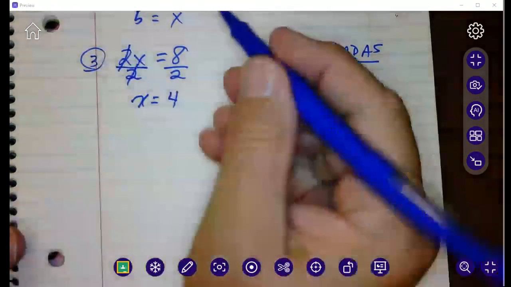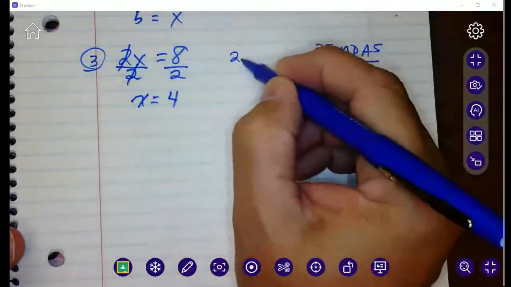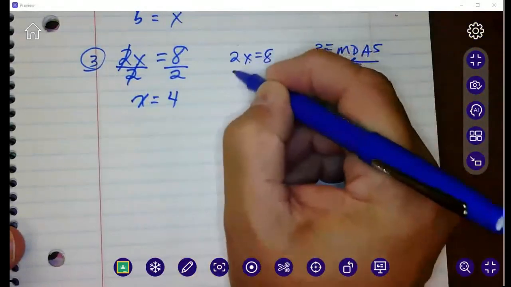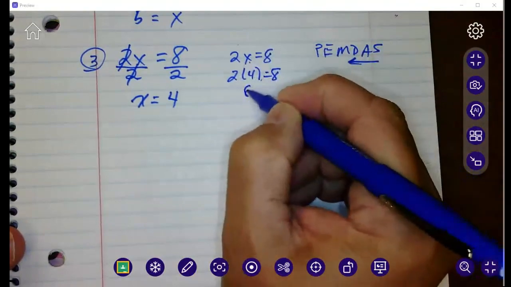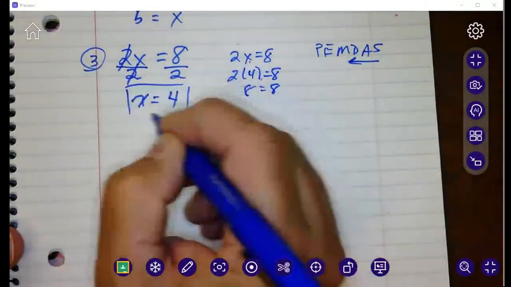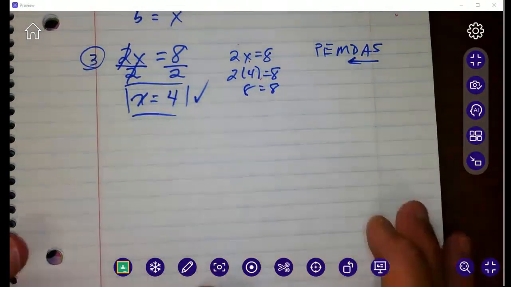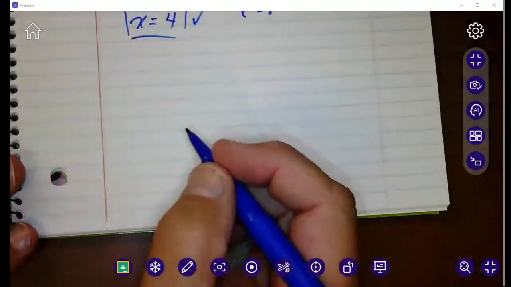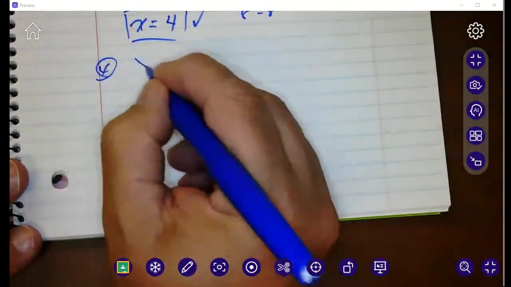I can always check my answer by taking the value that I get and plugging it back in for x. 2 times 4 is 8. I get the same number on both sides, so this equation is solved for x correctly. Then we took a look at this.